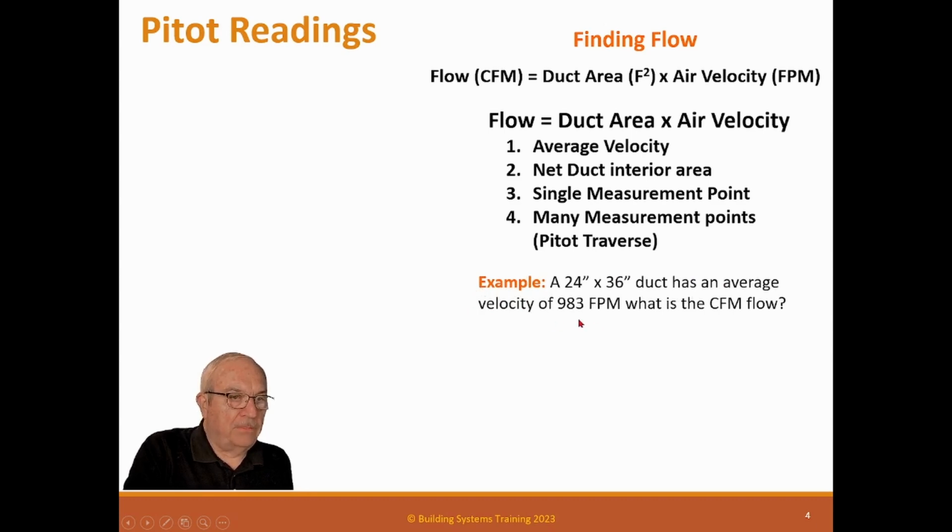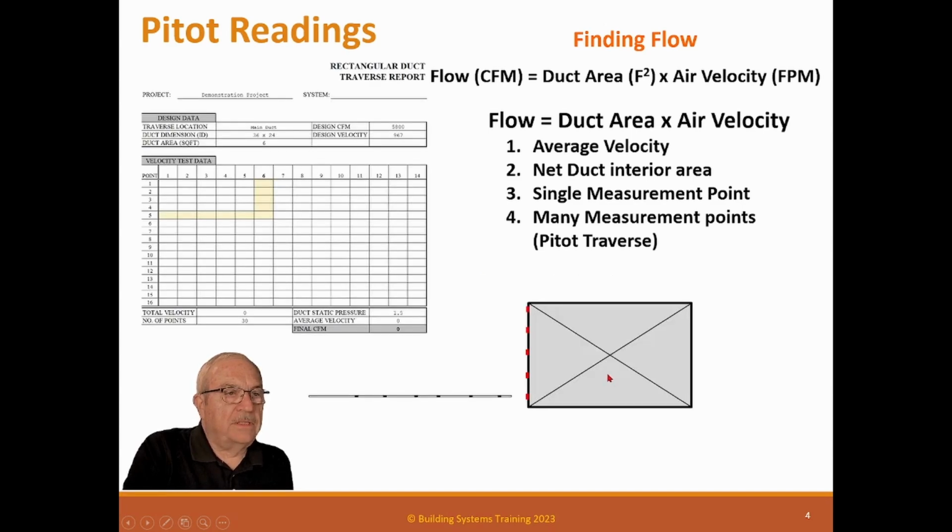So here's an example. Say we have a 24 by 36 inch duct with an average velocity of 983. We've already done our pitot, and the average of all those readings is 983 feet per minute. We need the CFM. So it's 24 by 36 inches, which equals 864 square inches. But we need to turn that to square feet, so we divide by 144, 12 by 12, right? So that equals 6 square feet. So 983 feet per minute times 6 square feet equals 5,898 CFM. And that's how we get the CFM after we've done a pitot.